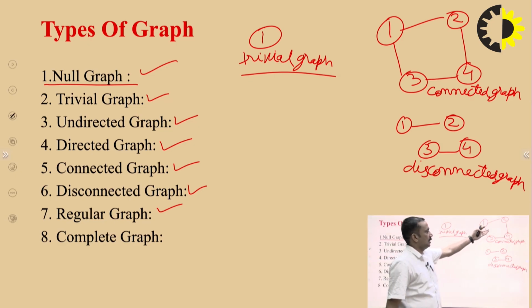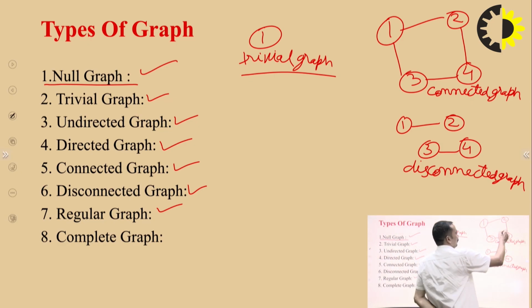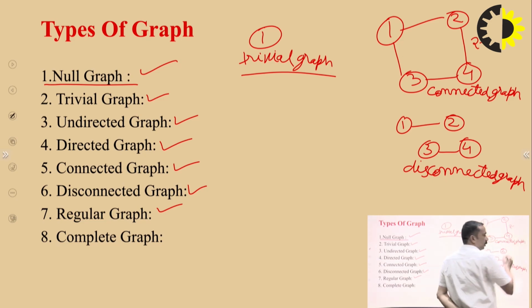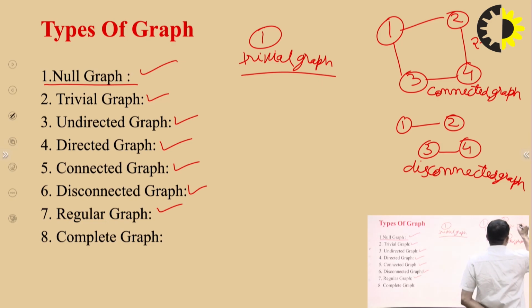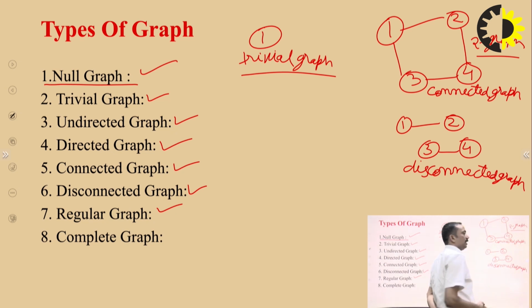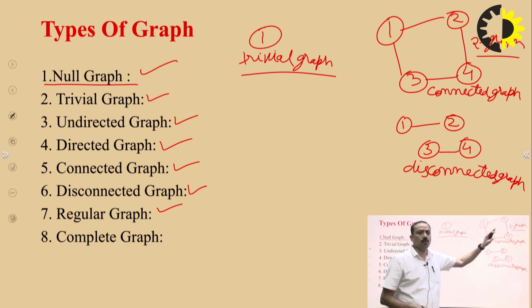So this graph, it is also a regular graph. So the degree of every vertex is 2.